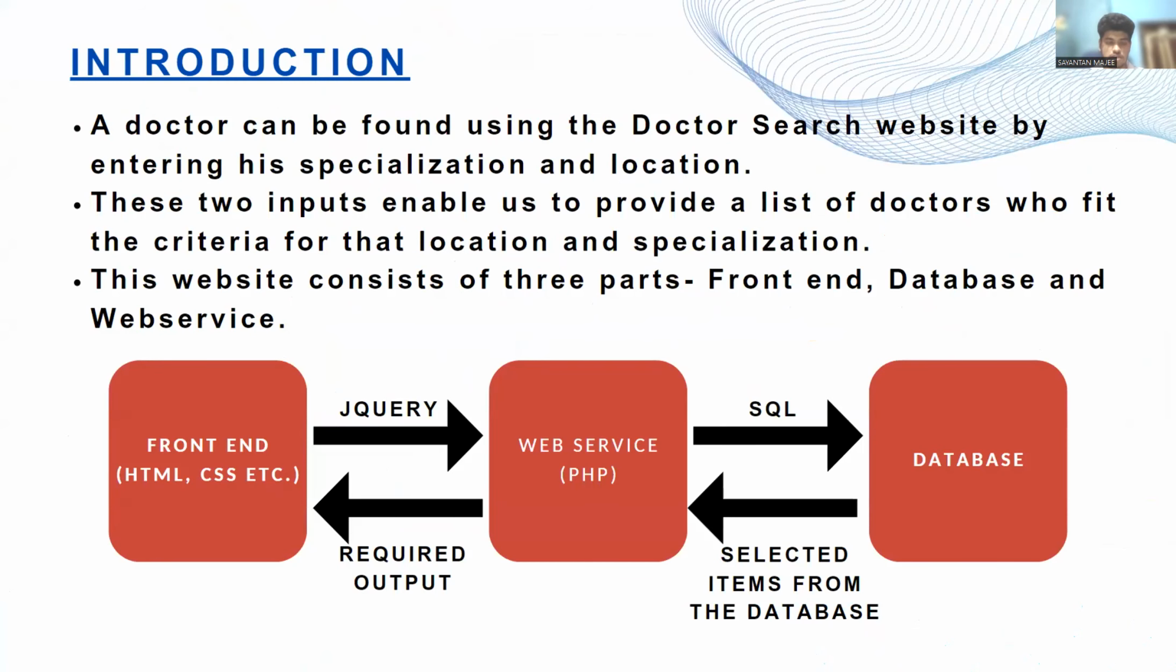Introduction. A doctor can be found using the Dr. Search website, by entering his specialization and location. These two inputs enable us to provide a list of doctors. This website consists of three parts: front-end, database, and web service.